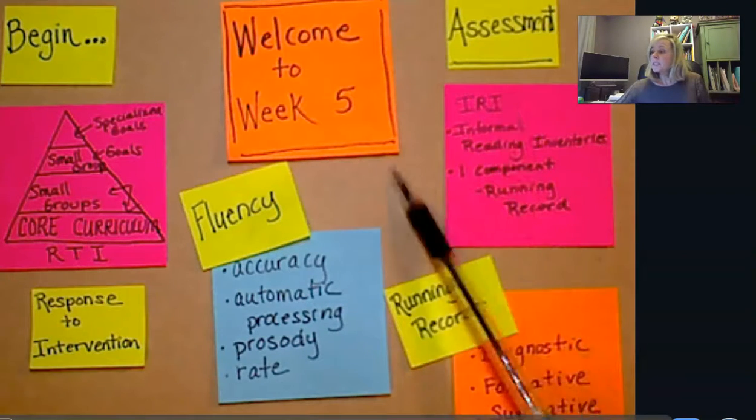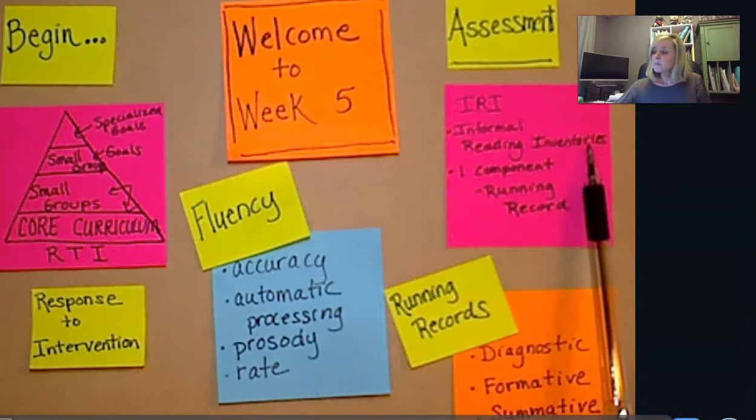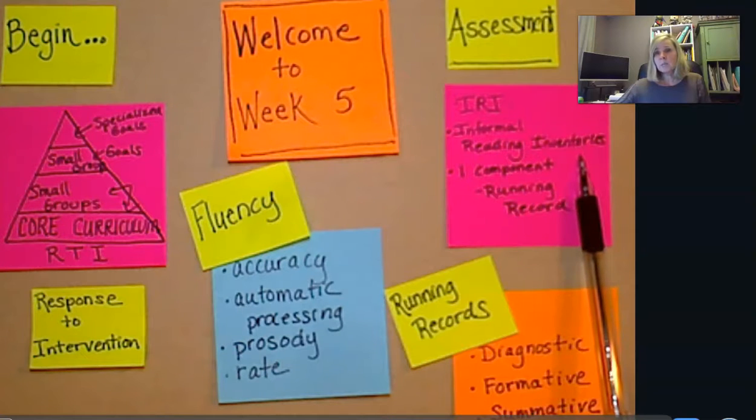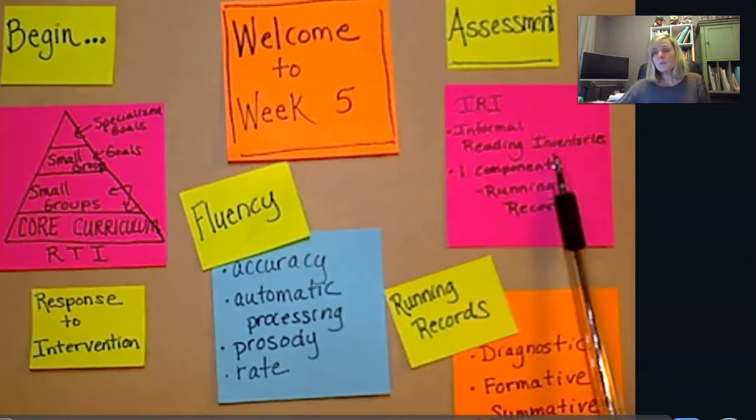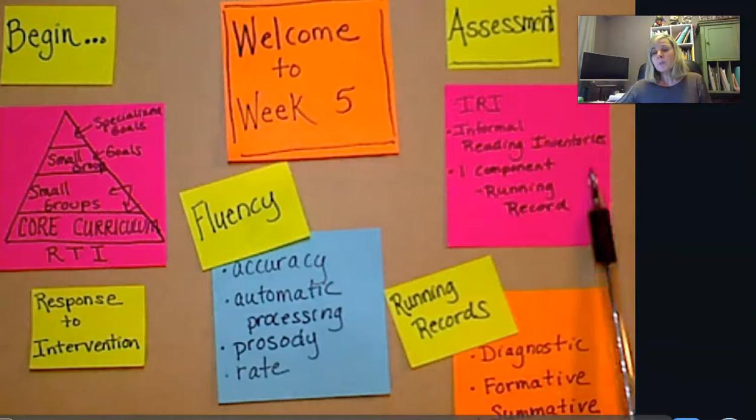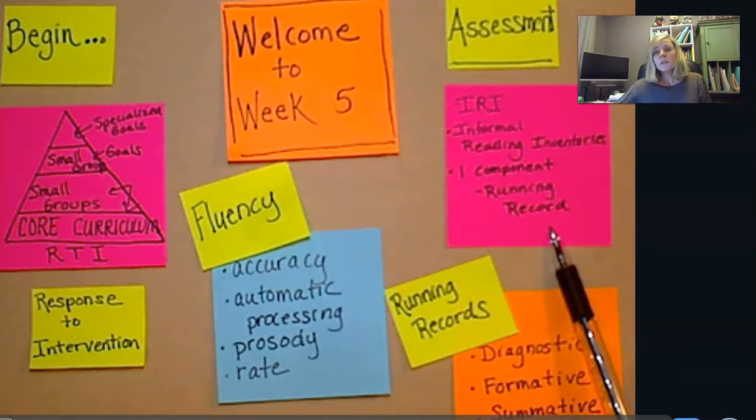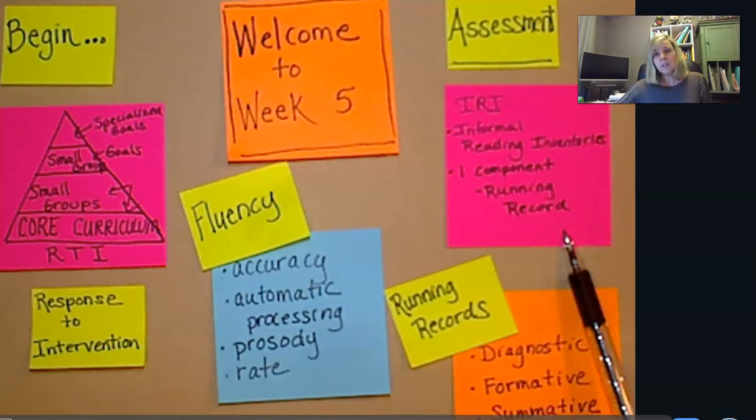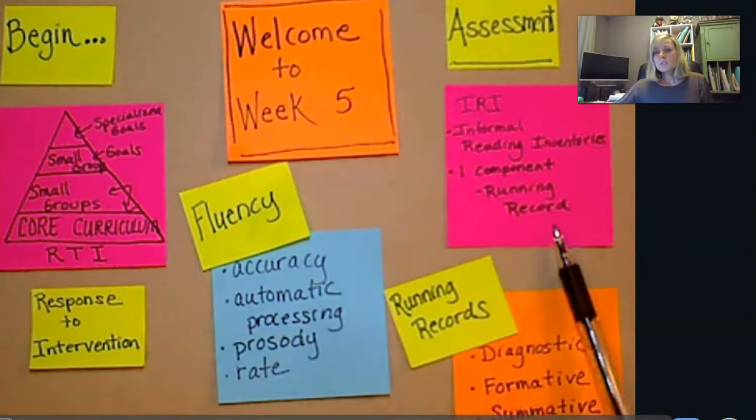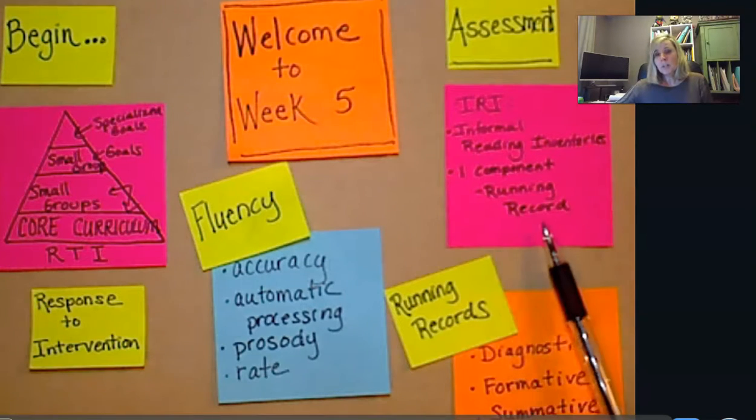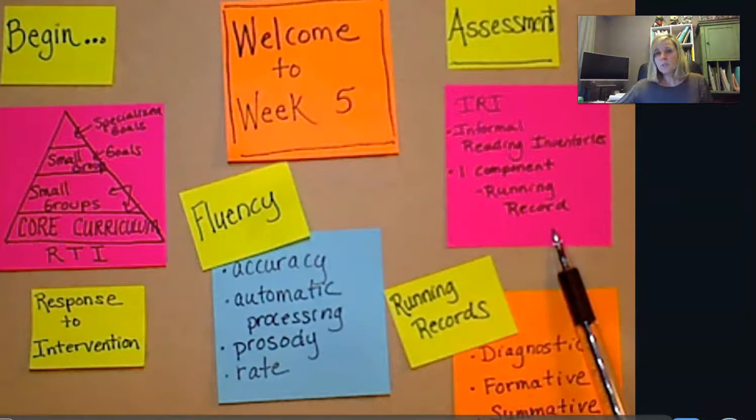So we can begin thinking about some informal reading inventories. What expectations, what resources do we have to assess students? And primarily we're going to focus on a running record. So a running record is a type of assessment which really allows us as educators to really determine the reading behaviors of students, their accuracy, their fluency, their comprehension by having individual conversations with them.